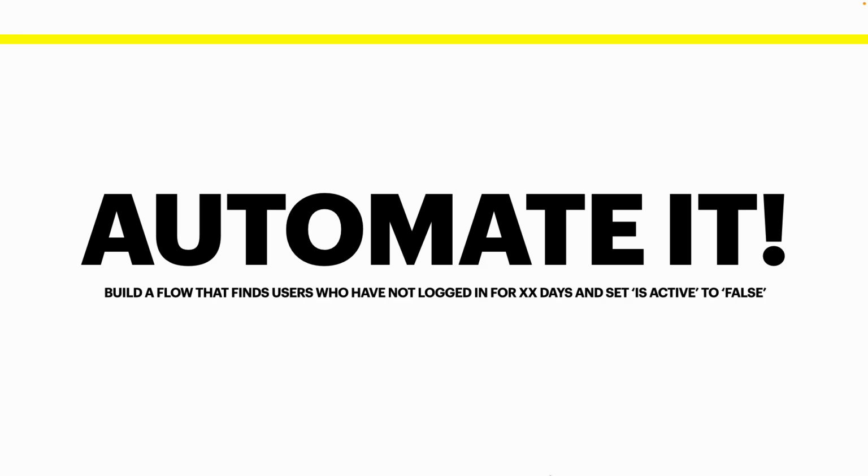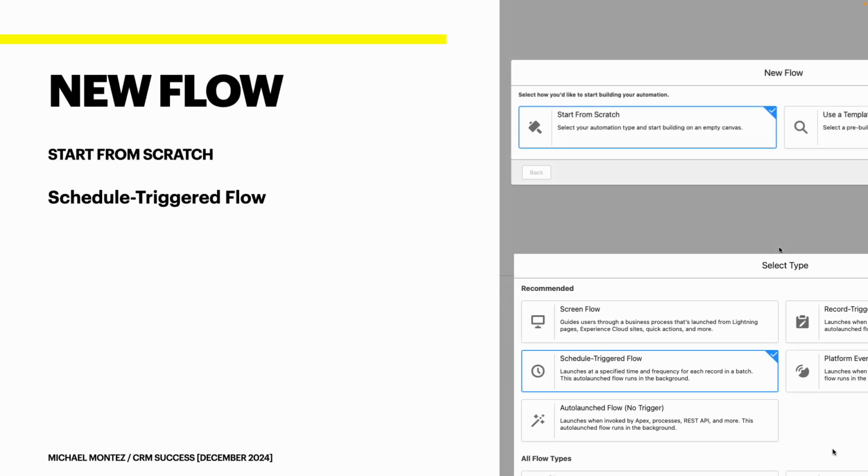So let's get started. You're going to want to go to your favorite flow source, either through setup and flow or through the new automation tab in your org, assuming you're a systems administrator. We're going to go in and create a new flow, and we're going to use the start from scratch option versus the template option. And then from there, we're going to just select a scheduled triggered flow.